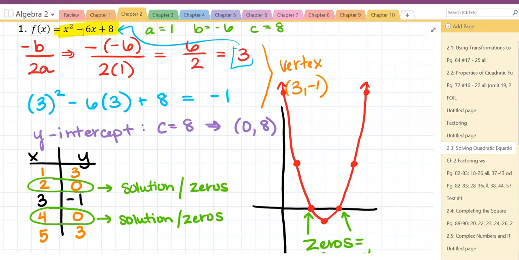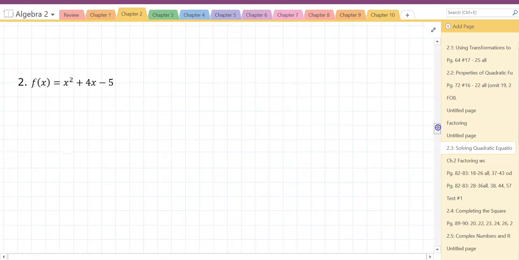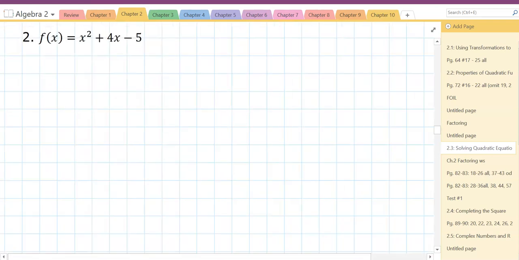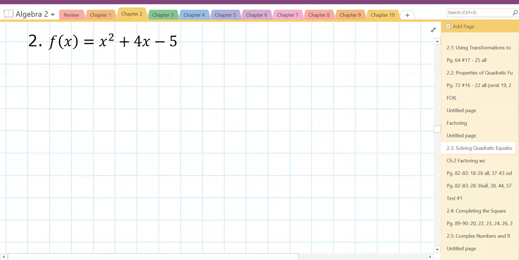So I want you guys to turn the page over, and I'm going to give you a couple minutes. I want you to try this one. So do those same steps that I was doing. Find your vertex, use that -b/2a, make a table, try to find your zeros.